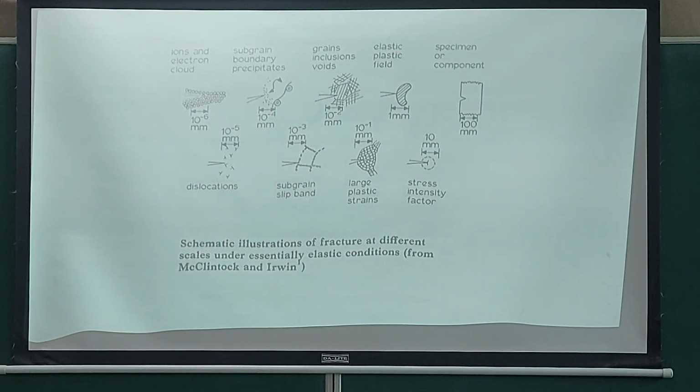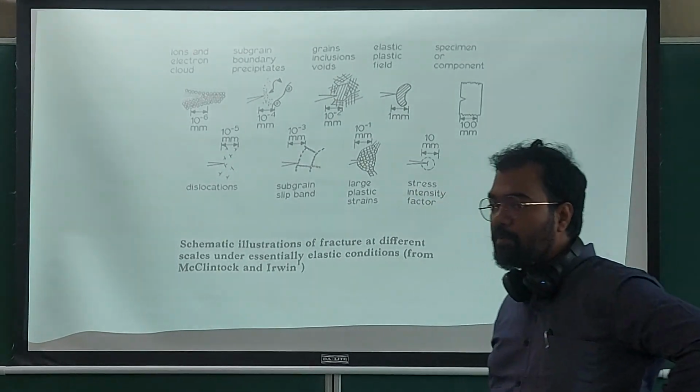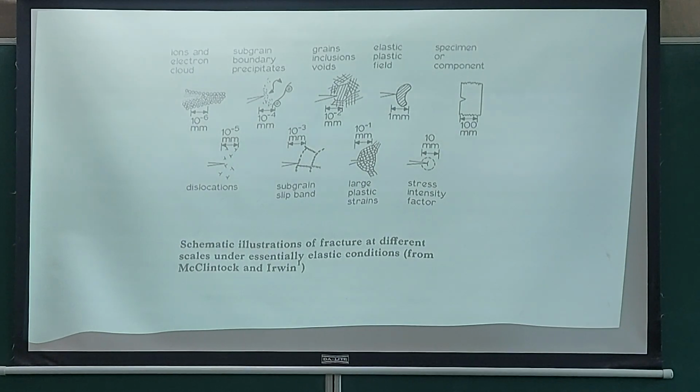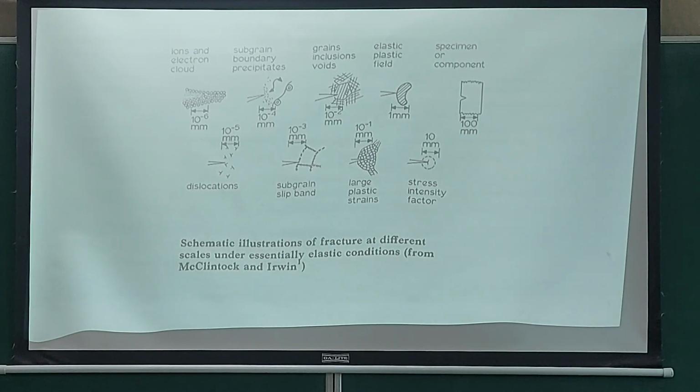And then let us also look at different scales. So the electron cloud and all those things are at 10 to the power minus 6 millimeter. And then you have dislocations, which are in the range of 10 to the power minus 5 millimeter. 10 to the power minus 5 is how much? 10 to the power minus 2 micron. 10 to the power minus 2 micron is 10 nanometer. Right? Or not? Yeah?